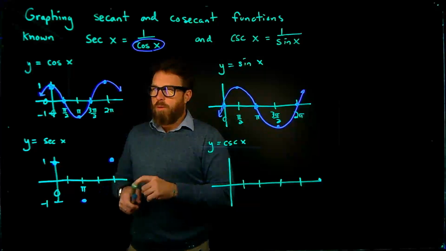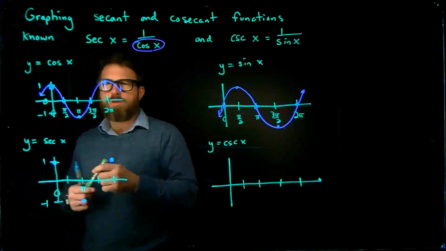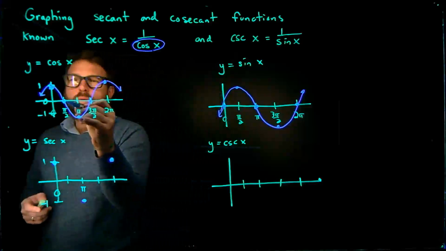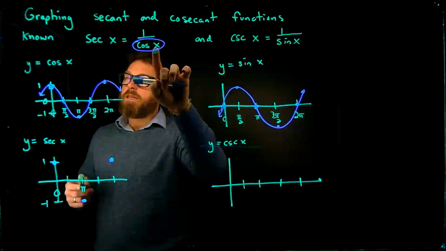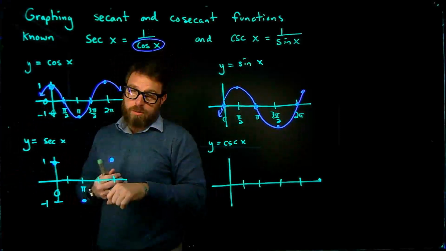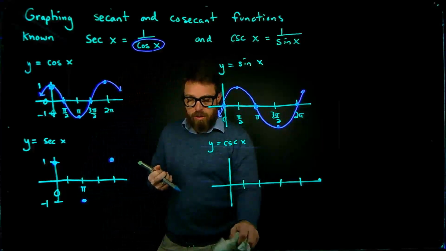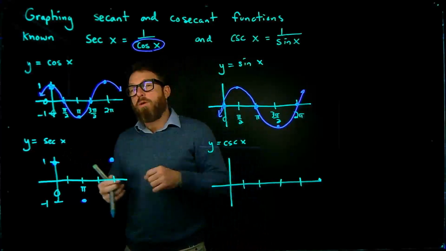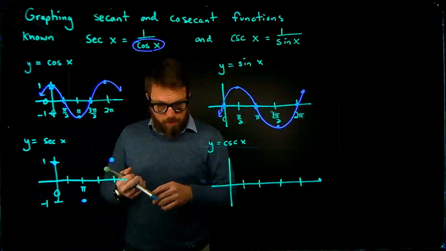Now, the more interesting part is what happens at, say, pi over 2 and 3 pi over 2, wherever this thing crosses the x-axis. When I plug in pi over 2, the cosine of pi over 2 gives me an output of 0. So what's 1 over 0 is the question. We've studied rational functions before, so we know that as the function approaches 0, from any direction, we're going to get some asymptotes here.